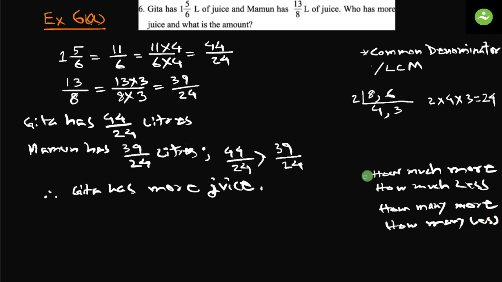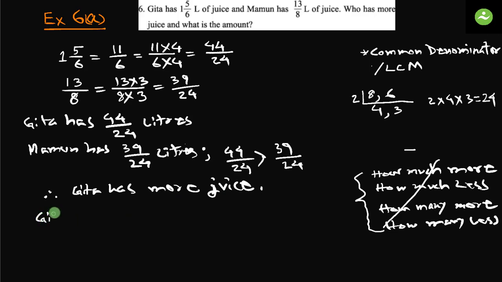All this type of question can be answered by one operation, that is deduction, minus. So we have to use the deduction, and deduction is always from the larger, then subtract the smaller from the bigger. So here we deduct. Geeta has more juice. How much more?